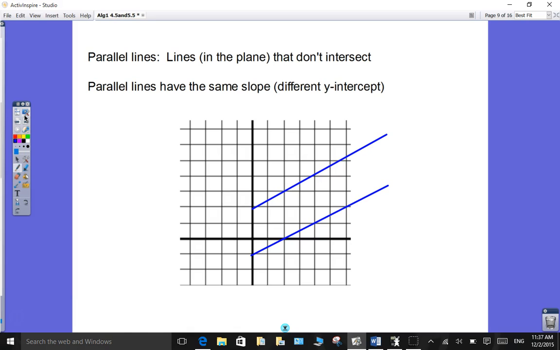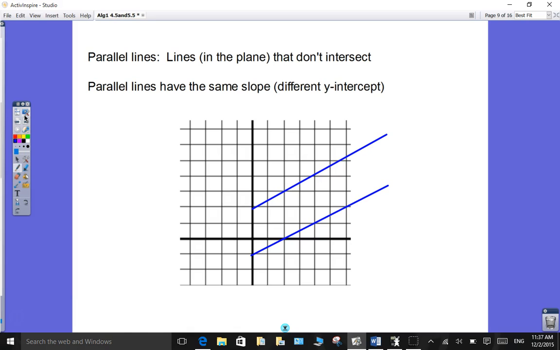So what does it mean? If they're never going to intersect, then they must be going up and over exactly the same. Well, what is the thing that measures how we go up and over? It's slope, right? So when you have parallel lines, they have to have the same slope. They've got to be going up and over so that they never actually touch. So parallel lines have the same slope.